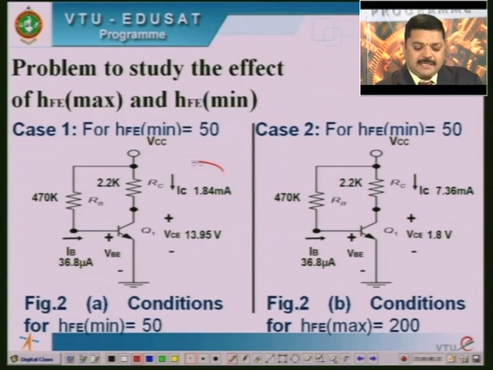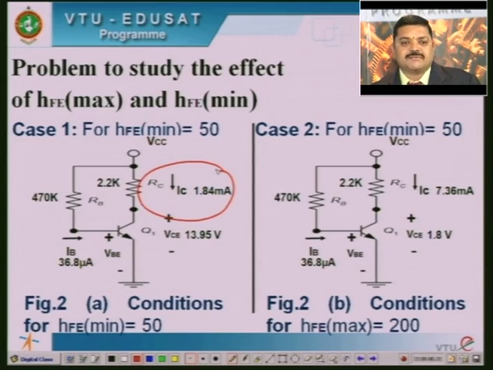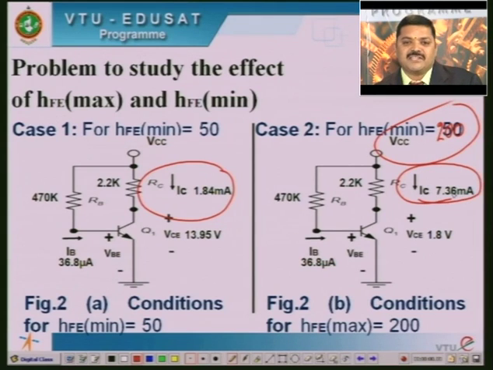IC when HFE was minimum is found to be 1.84 milliamps. In case 2, we have taken HFE max as 200, and for HFE max of 200 we get IC equal to 7.36 milliamps. See, there is a large change in IC from 1.84 milliamps to 7.36 milliamps when we just change the beta value, or the current gain of the BJT, from minimum value to maximum value.